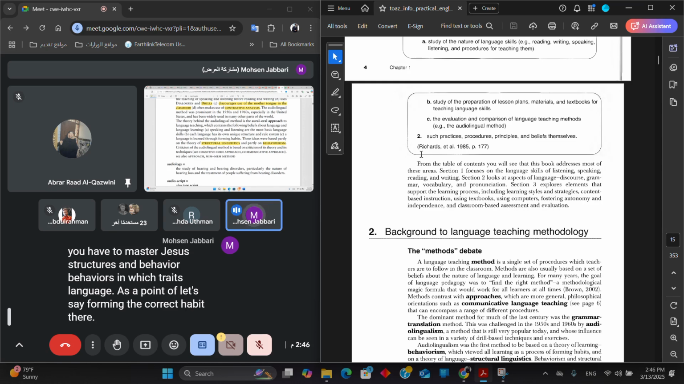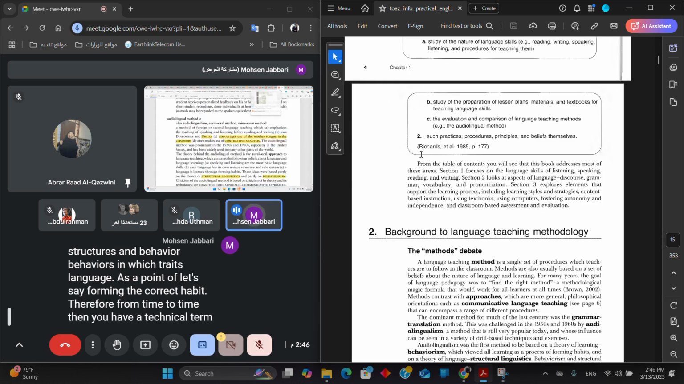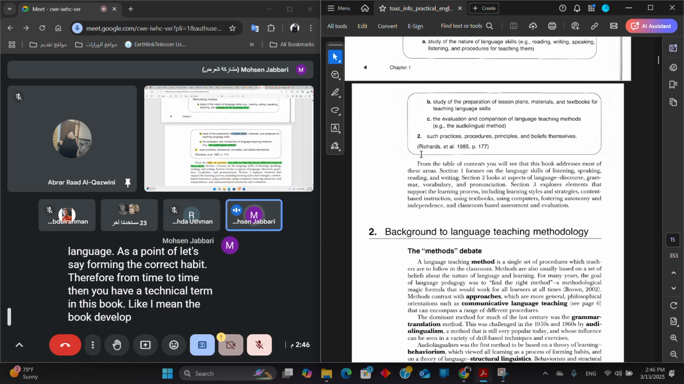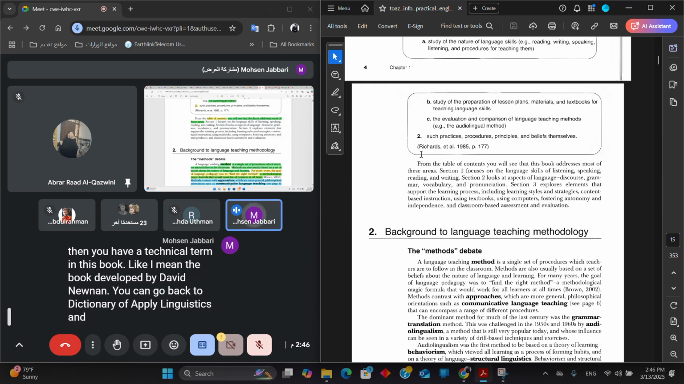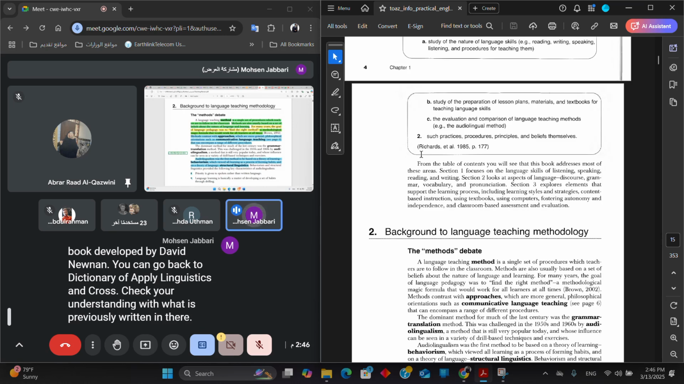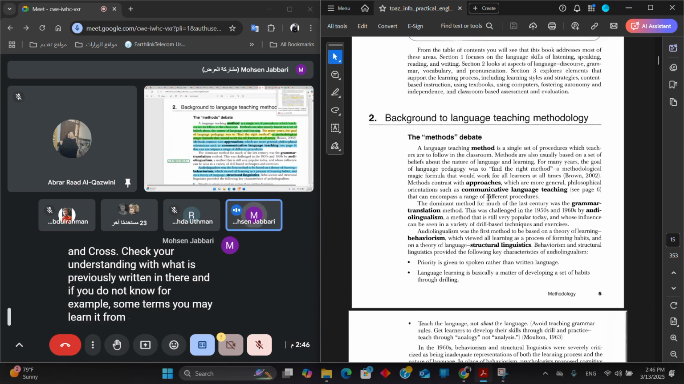Therefore, from time to time, when you have a technical term in this book, the book developed by David Nunan, you can go back to the Dictionary of Applied Linguistics and cross-check your understanding with what is previously written in there. And if you do not know some terms, you may learn them from Jack Richards.